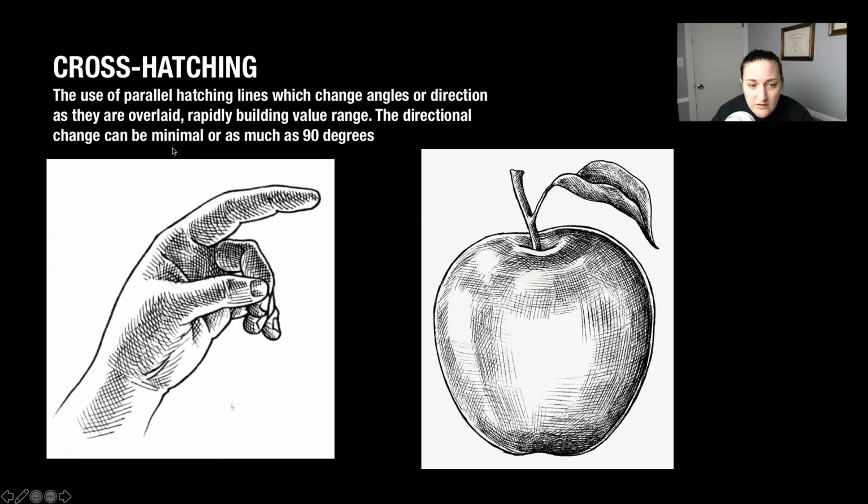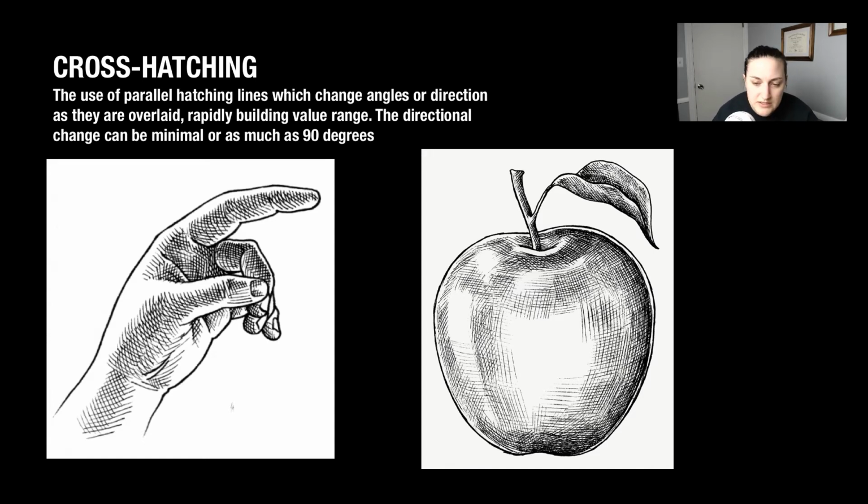So that's taking the idea of hatching and layering it on top of each other. So the use of parallel hatching lines which change angles or direction as they are overlaid, rapidly building value range. The directional change can be minimal or as much as 90 degrees. So, for instance, we have hatching happening in this direction and then a 90-degree change right here in this direction. But we have every change in between. And this is kind of using that idea of rendering that we were talking about, where we were layering in multiple directions with our very soft, light strokes on the side of our pencil.